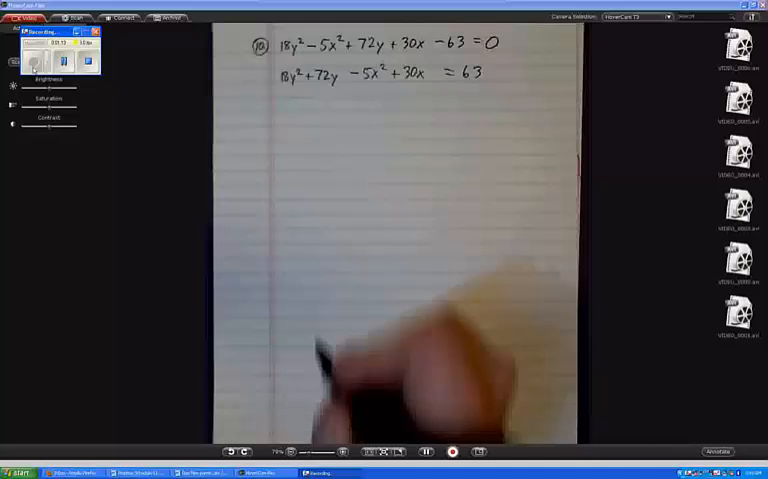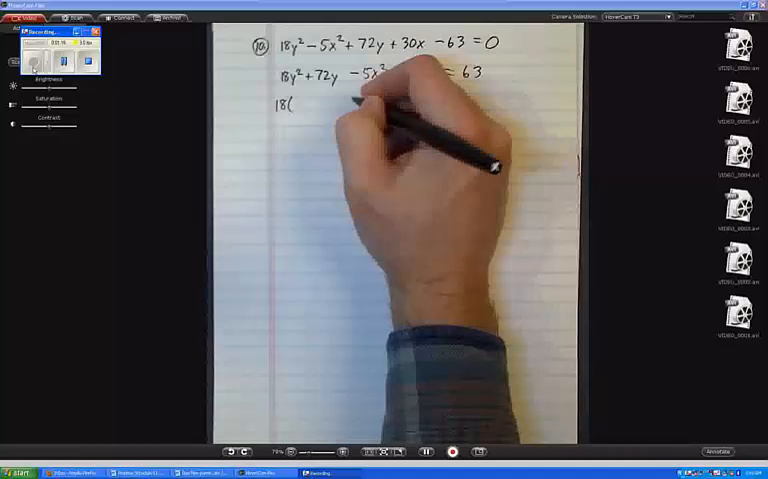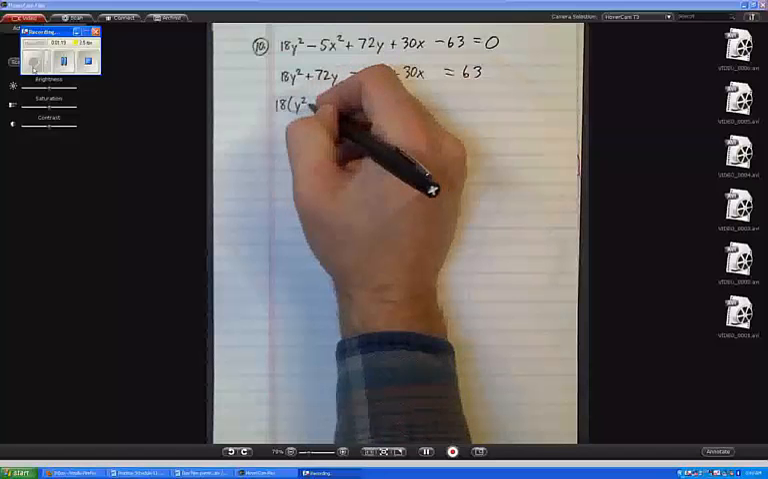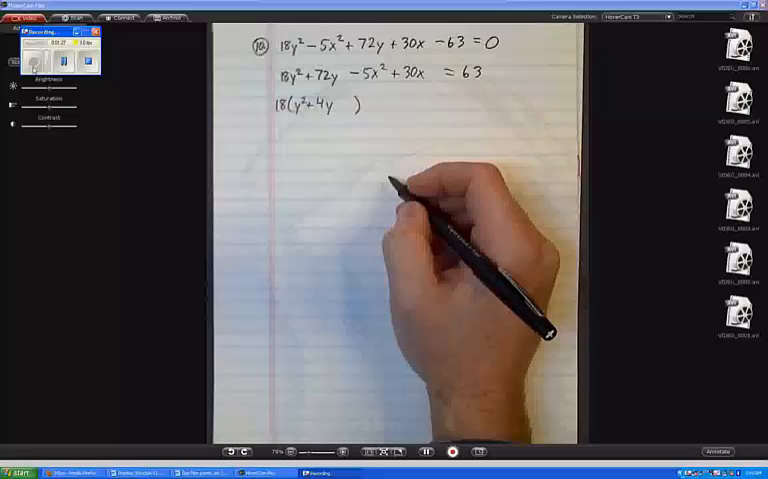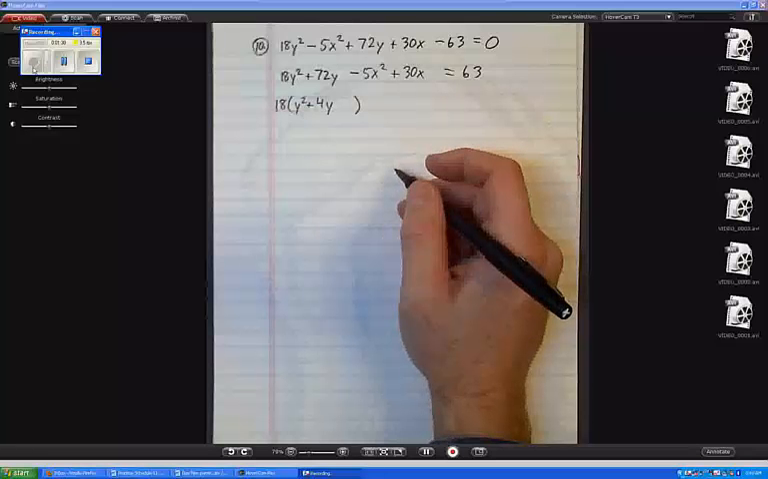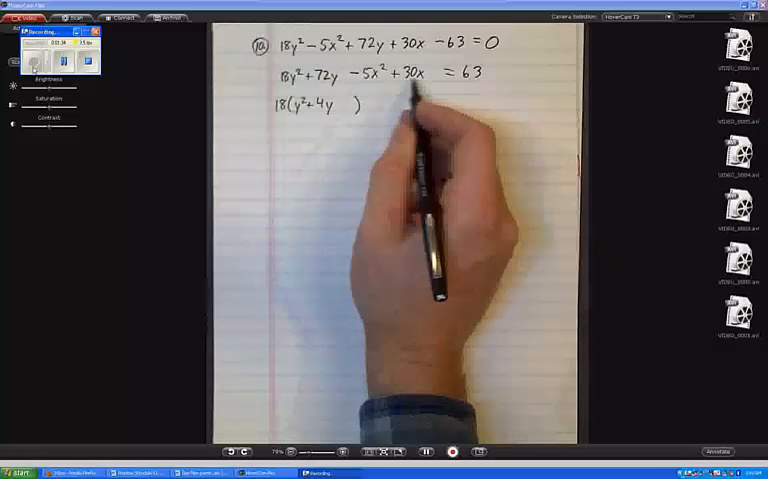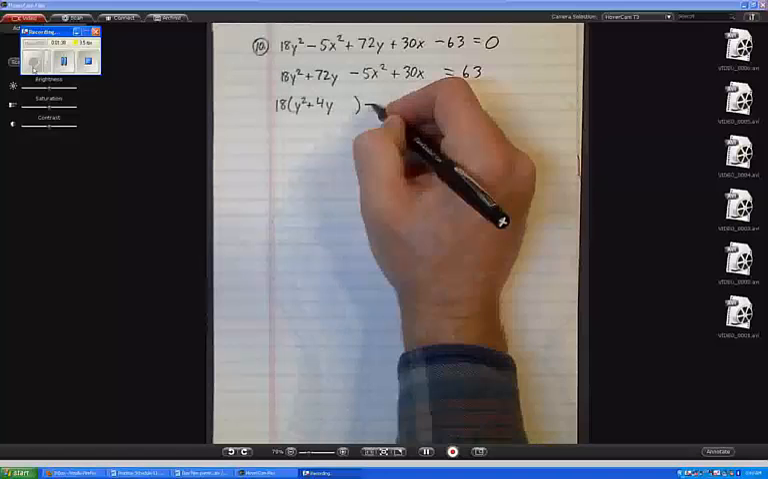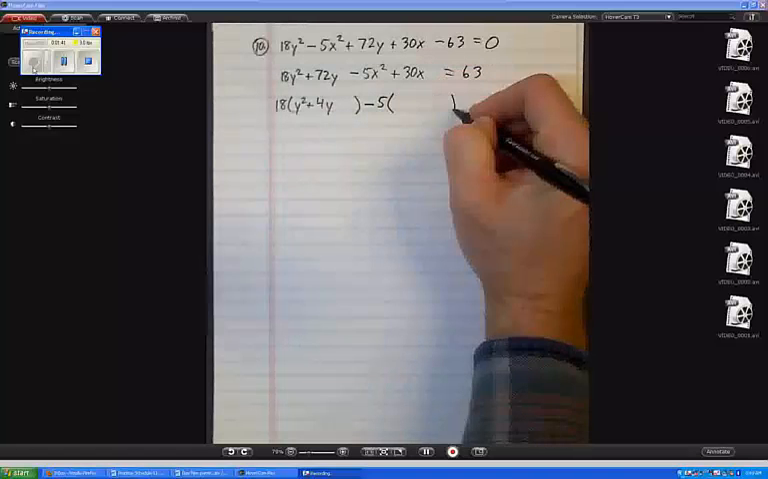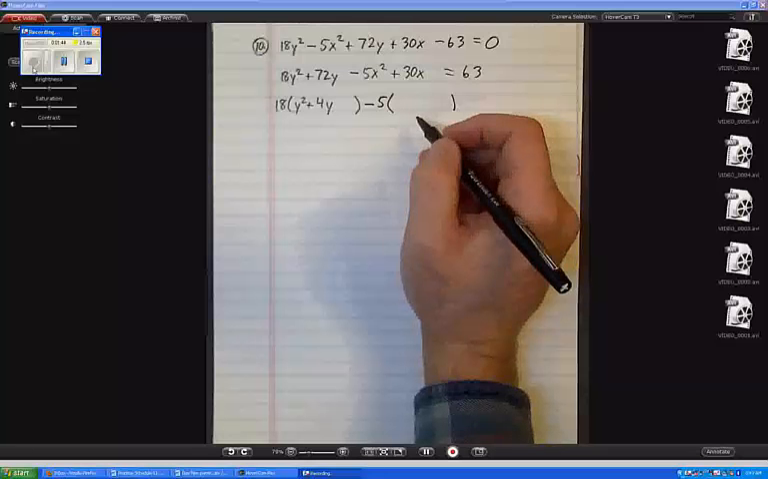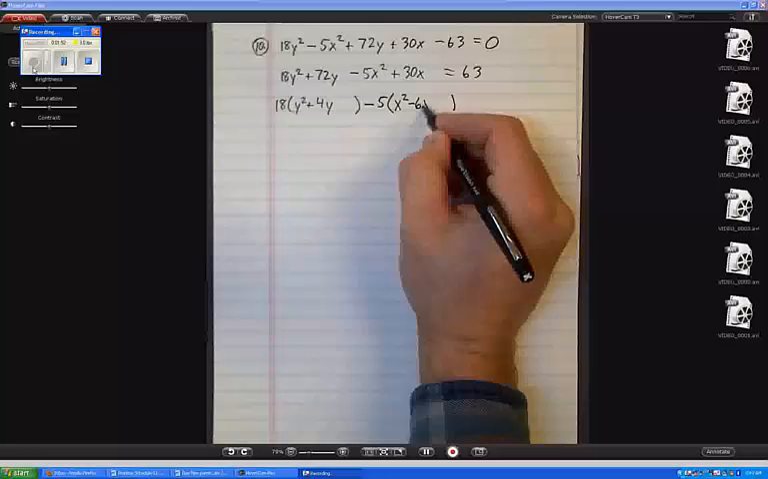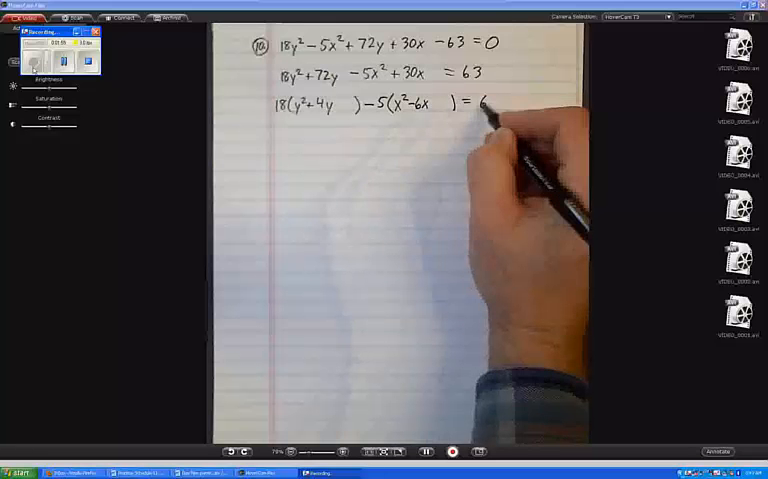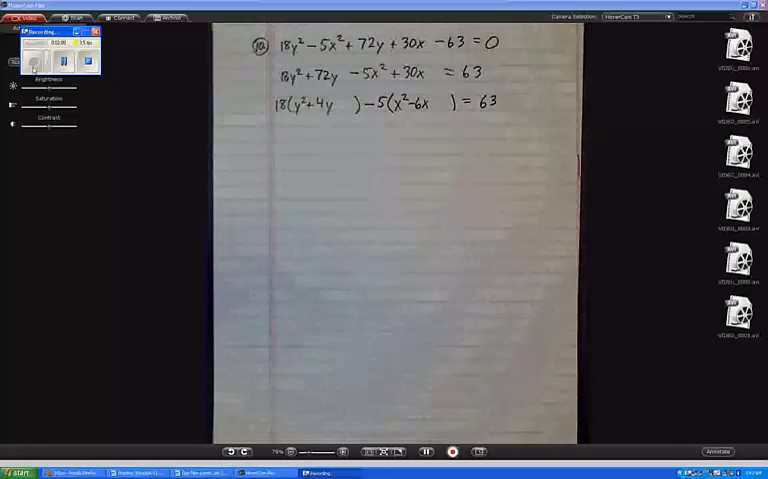And so now what do we factor out? Well, 18. And I have y squared plus, isn't 18 times 4, 72? I think so. 4y, so that works out nice. And now please, this is why I wanted to show you this. This is different than what you had with the ellipse. What are you going to factor out here? Negative 5, and so you have to think about what goes in the parentheses. It would be x squared, and then what would come next? Minus 6x. Okay? And so now it comes down to completing the square, dividing out.